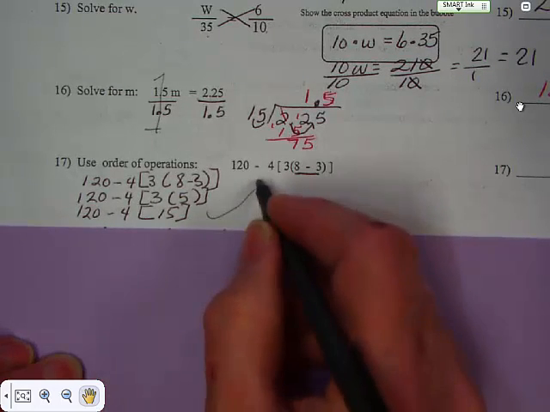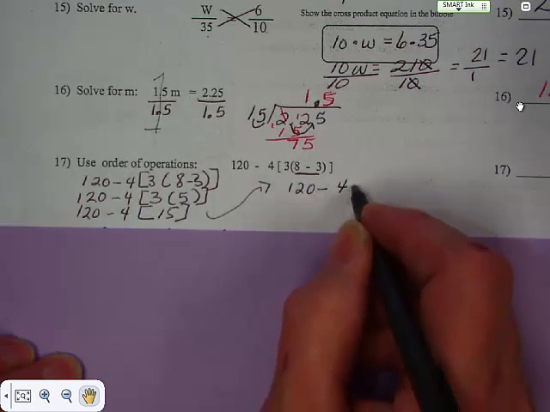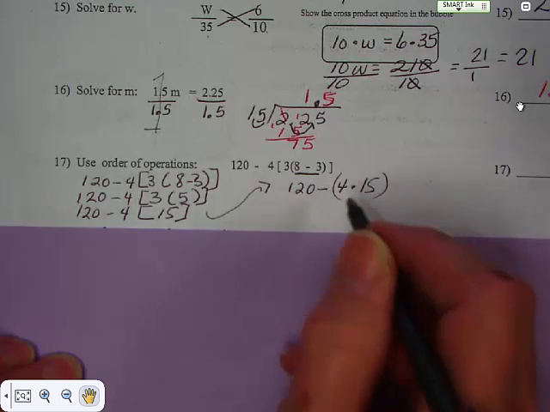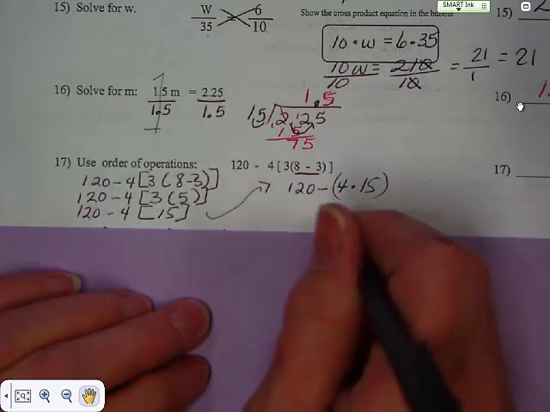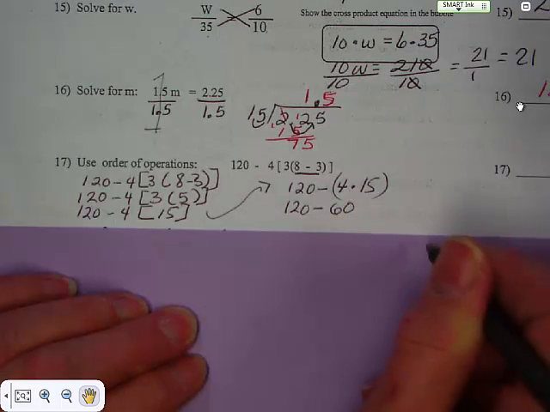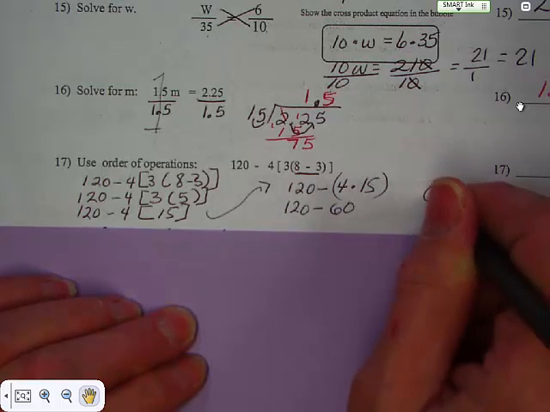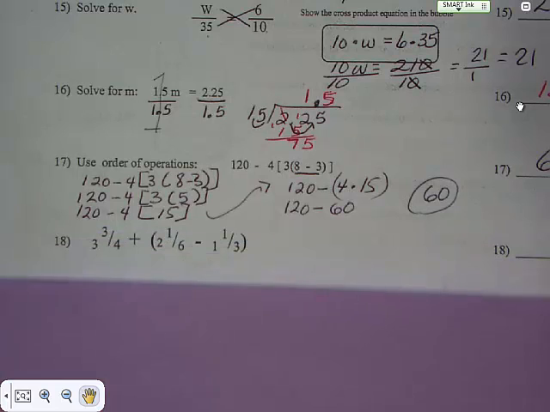I'm going to move it over here. 120 minus 4 times 15. Okay, 4 times 15 is, I think it's 60. So 120 minus 60, and 120 minus 60 is 60. Answer for 17 is 60.